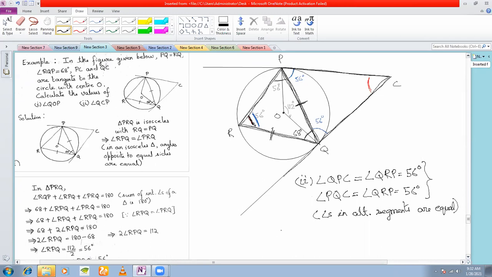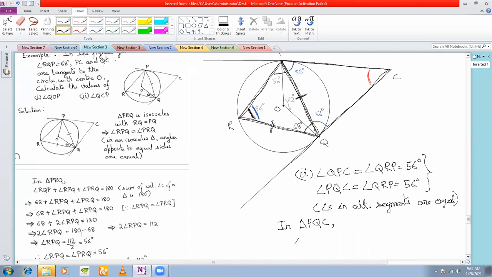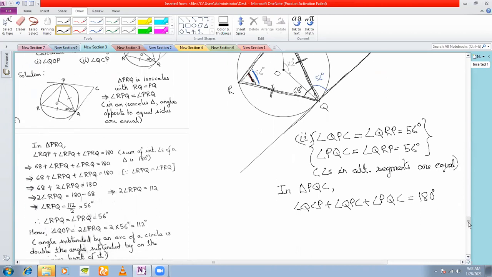Now we consider triangle PQC. In triangle PQC, angle QCP, the unknown angle that we have to find out, plus these two angles here, plus angle QPC, plus angle PQC must be equal to 180 degree because sum of interior angles of a triangle is 180 degree.